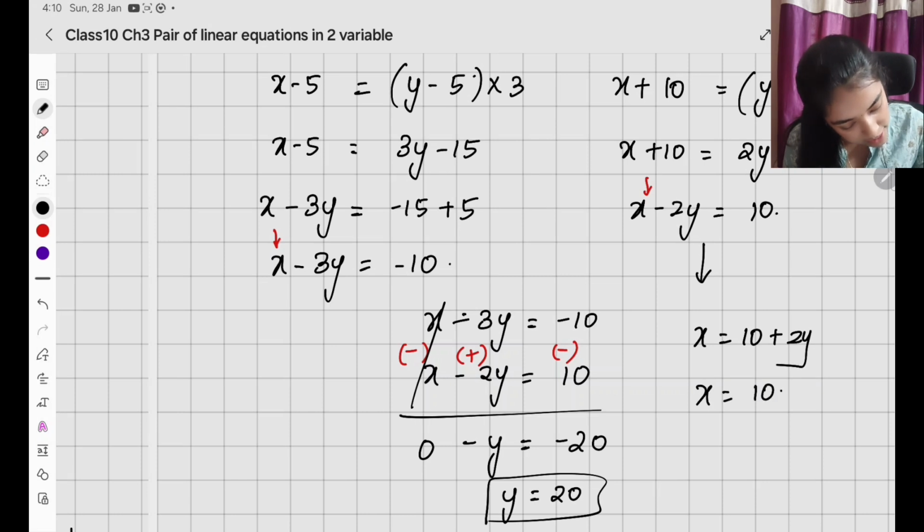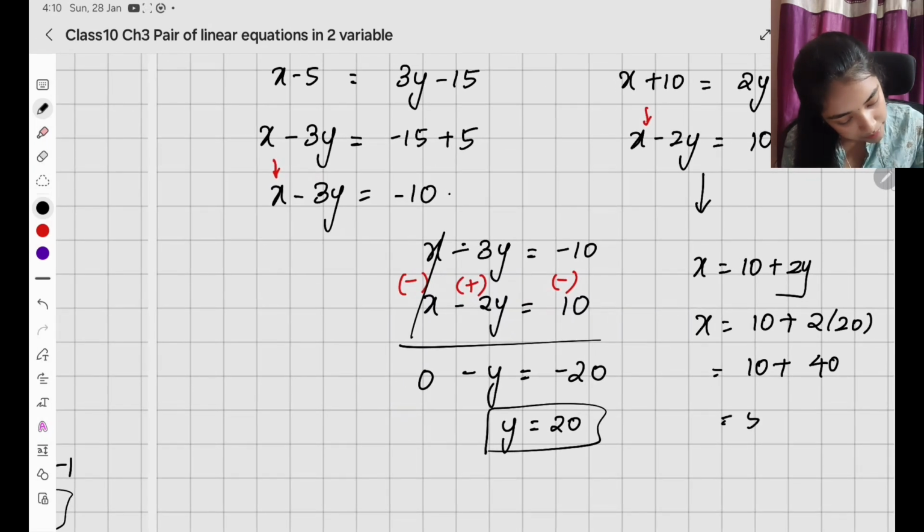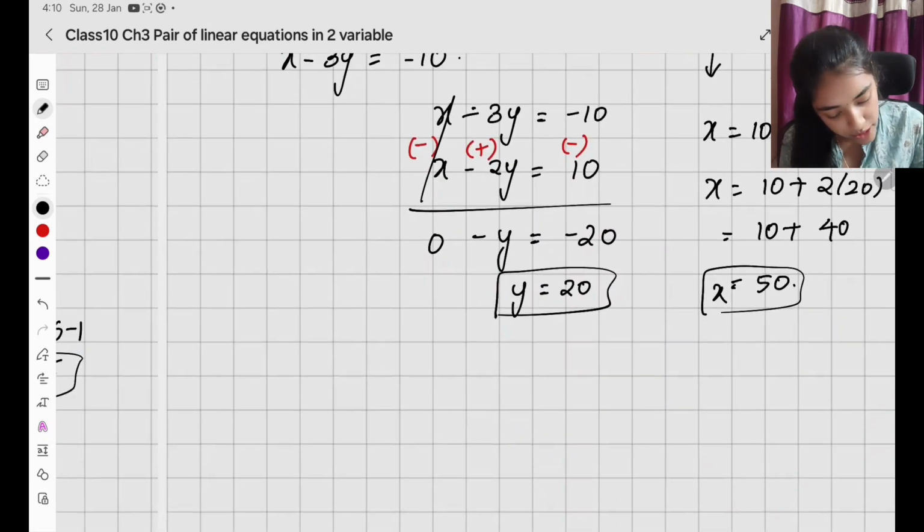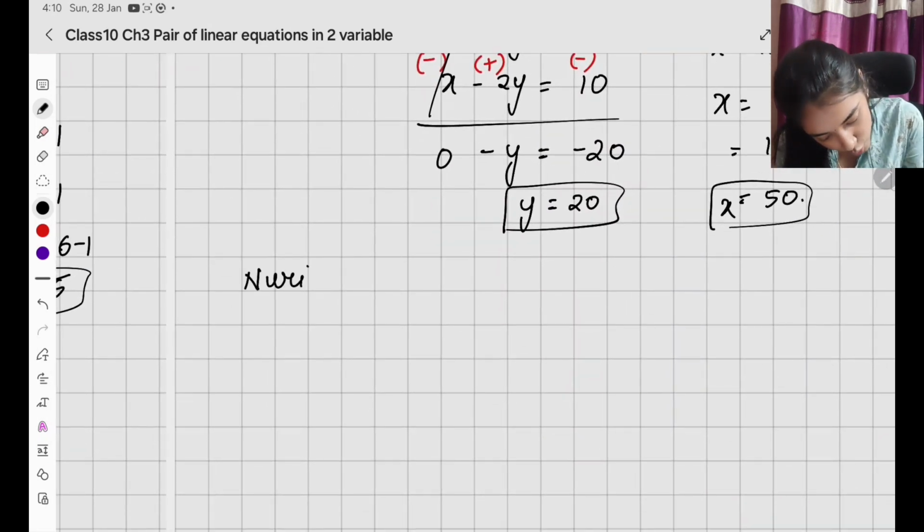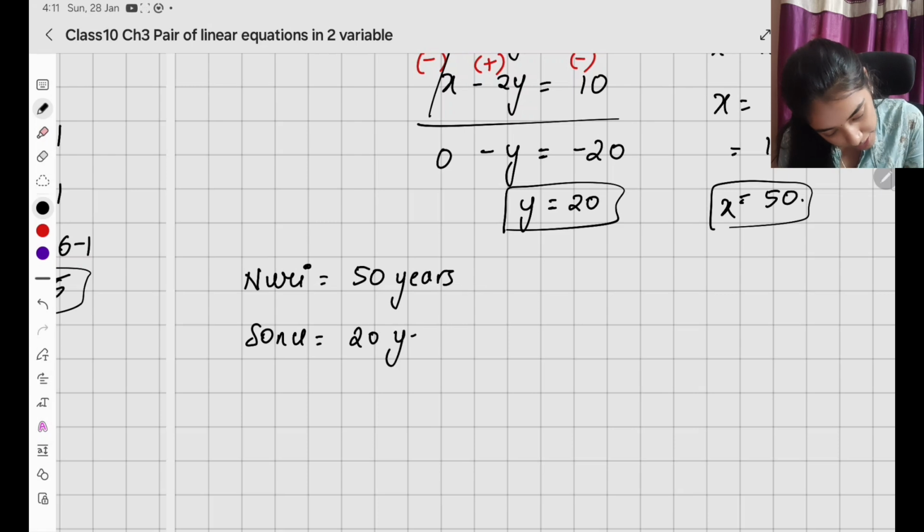X equals 10 plus 2 into 20, which is going to be 10 plus 2 2s are 4. So we have 50. Okay, so x equals 50. So x is Noori. So we have Noori is 50 years old and Sonu is going to be 20 years old.